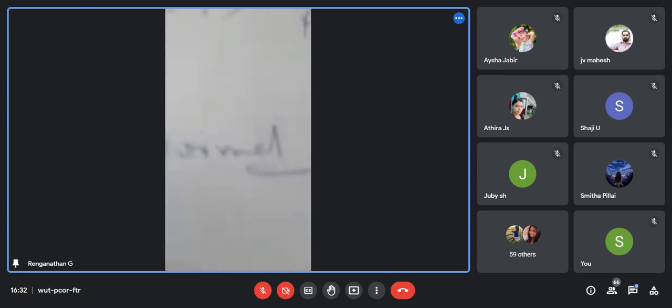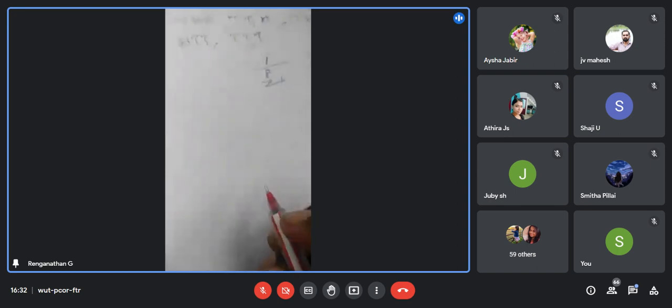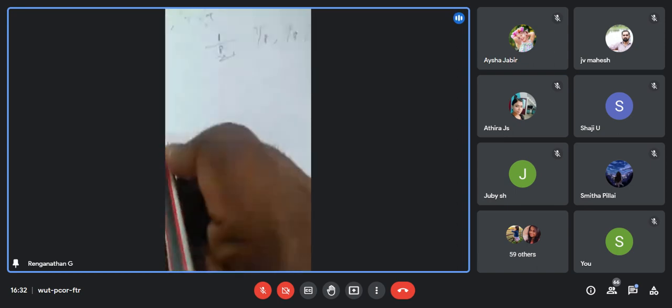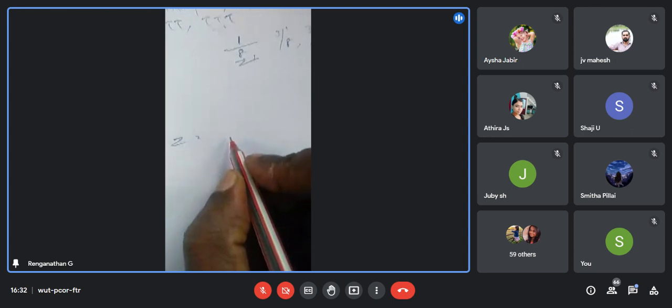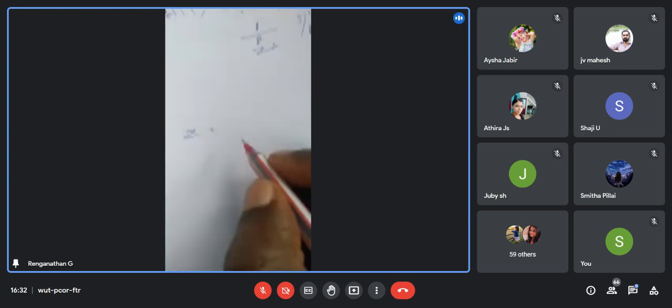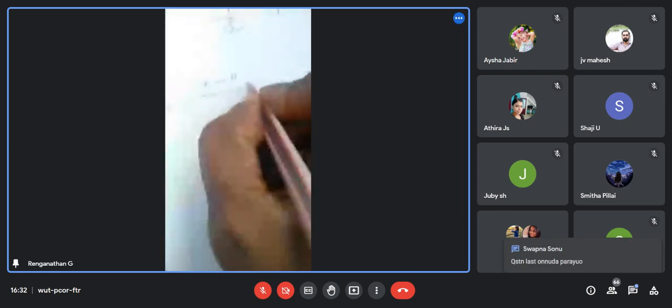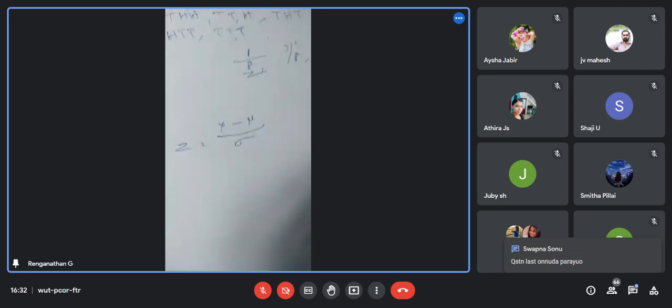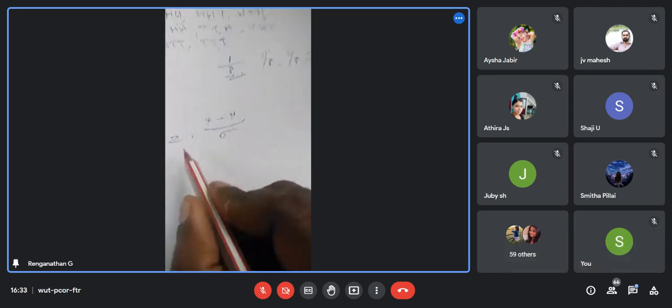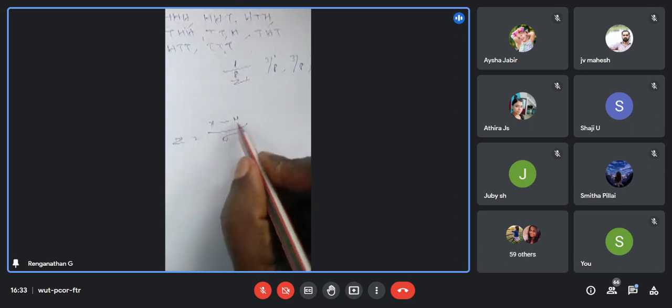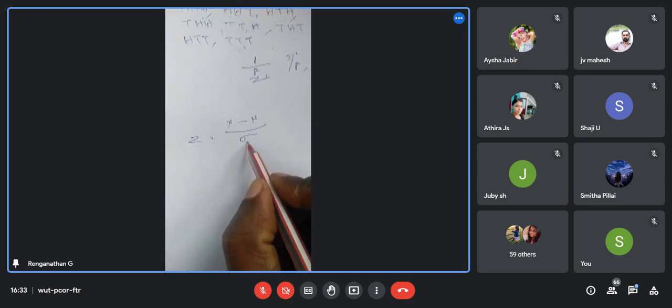Now I will explain this. In order to find the probability of the value of x in comparison with another value, the formula is z is equal to, z means the normal distribution value, z is equal to x minus mu divided by standard deviation.